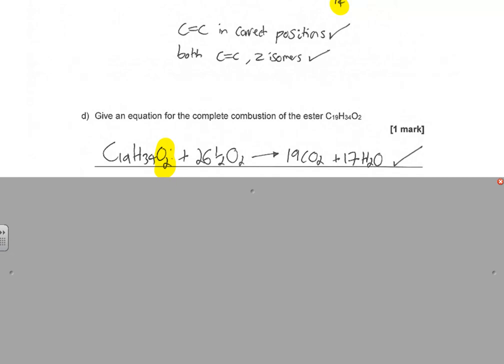Examiners quite like asking combustion equations in the second year that involve oxygen and compounds that contain oxygen, because it makes the balancing just a little more difficult. You have to think a bit more than for an AS alkane type question.